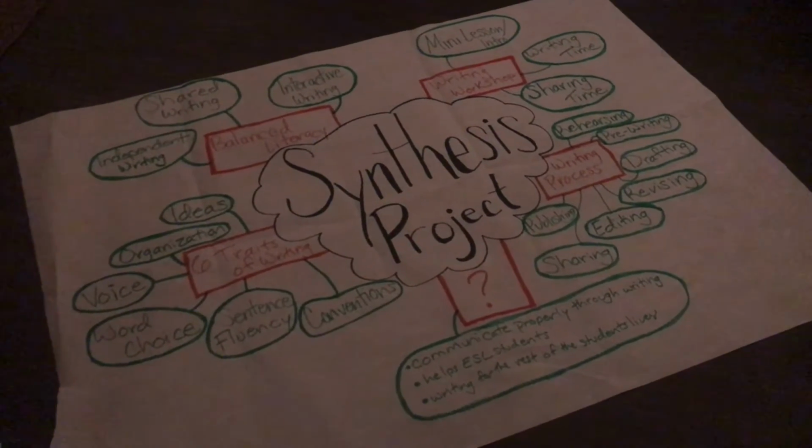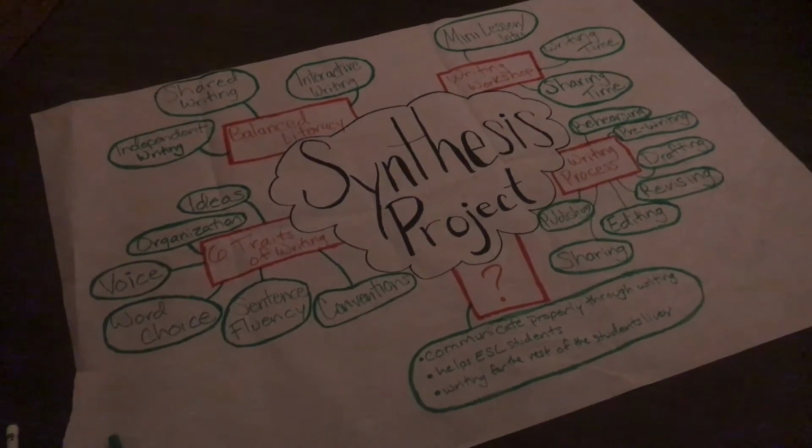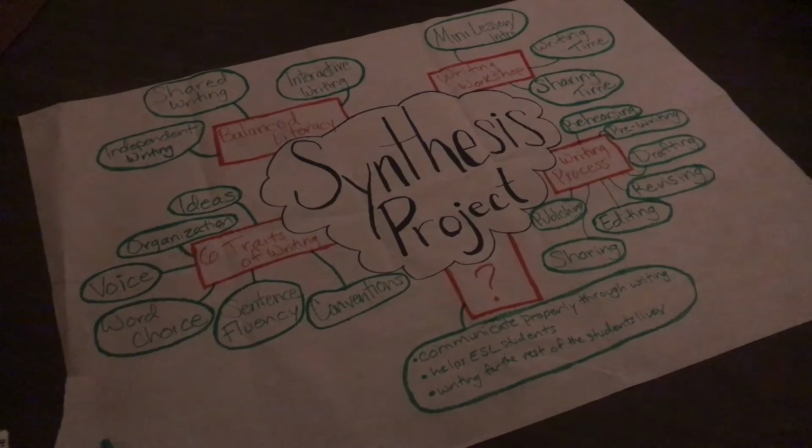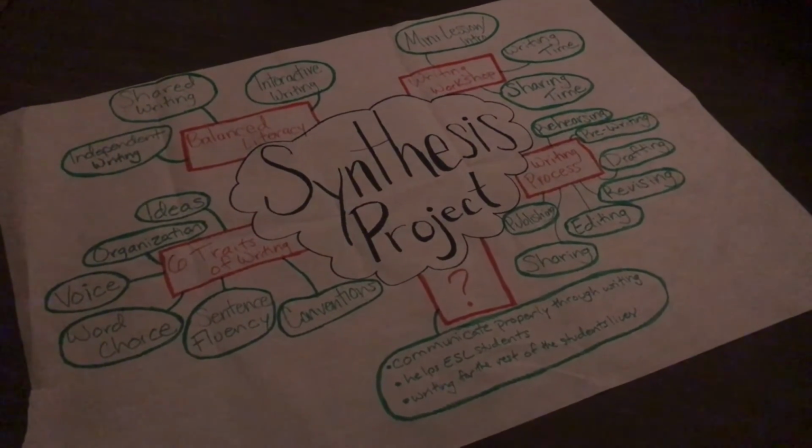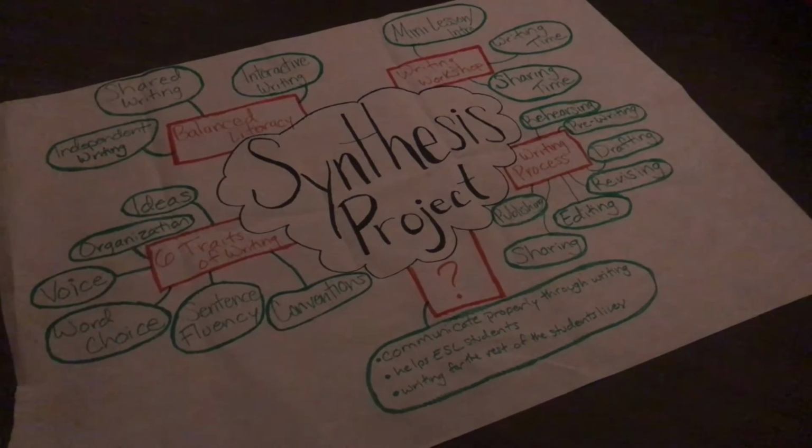Okay, so this is my synthesis project, and we're going to be talking about 5 different things. The first thing we're going to start off with is balanced literacy, and that focuses on the instruction that the teacher gives using mentor text to create proficiency in writing.